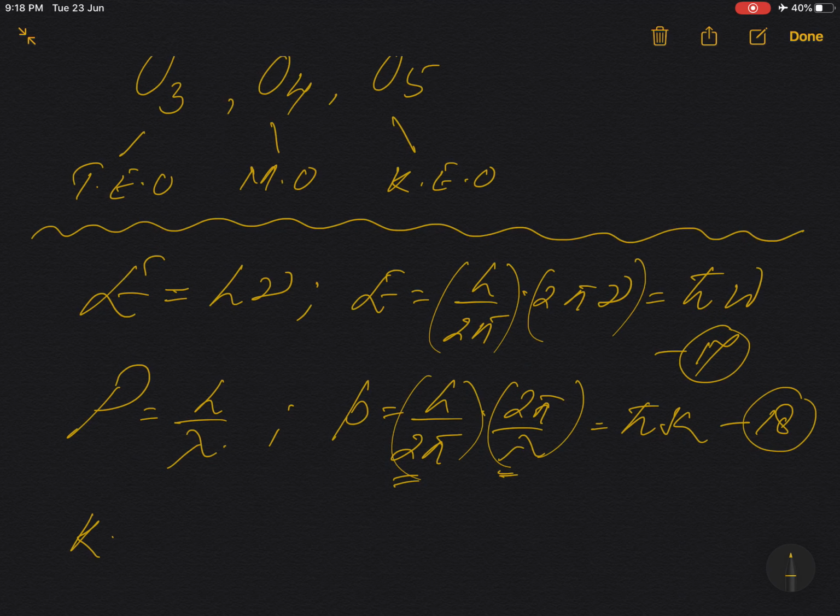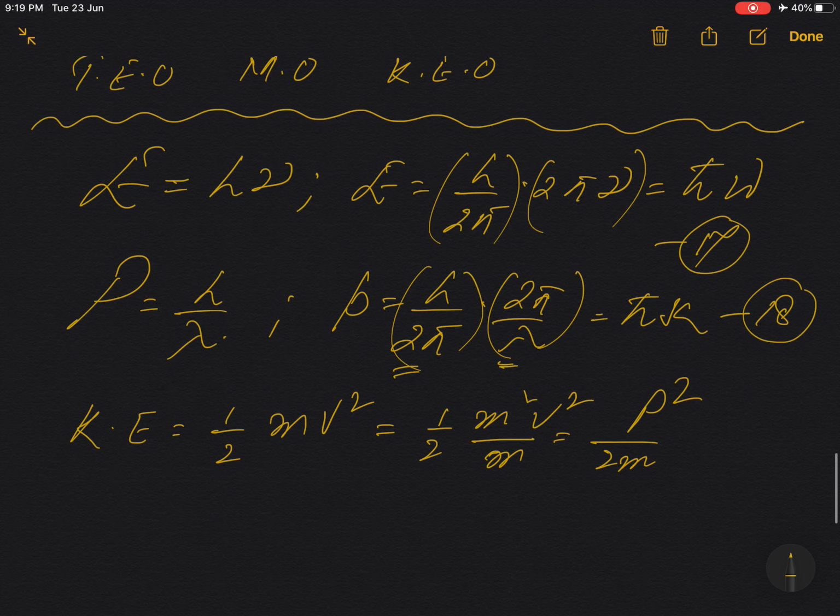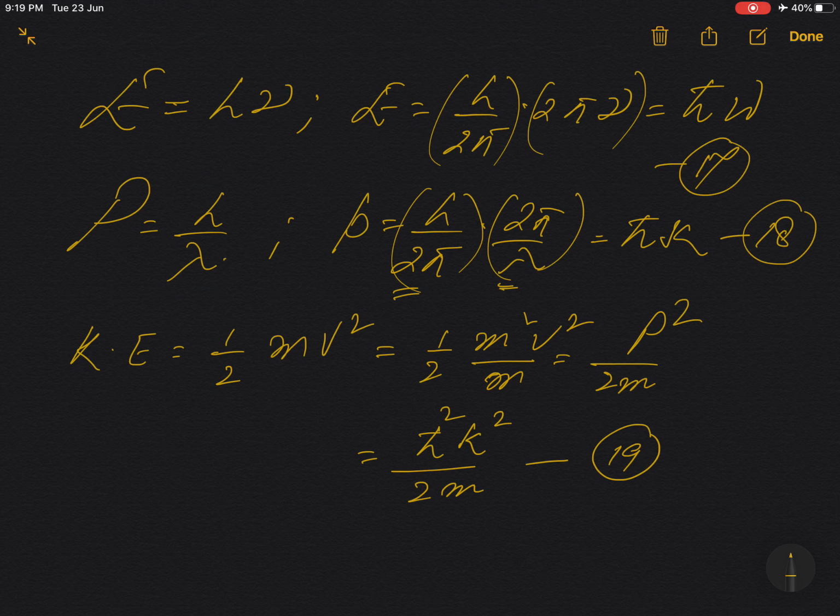Further, we know kinetic energy is expressed as half mv square, which can be written as half m square v square upon 2 upon m, which gives me nothing but p square upon twice m. But from the upper expression, p is nothing but h cross k, so it is h cross k square upon twice m, and hence it is the expression for kinetic energy. These are the quantum mechanical terms which we are supposed to be aware of.